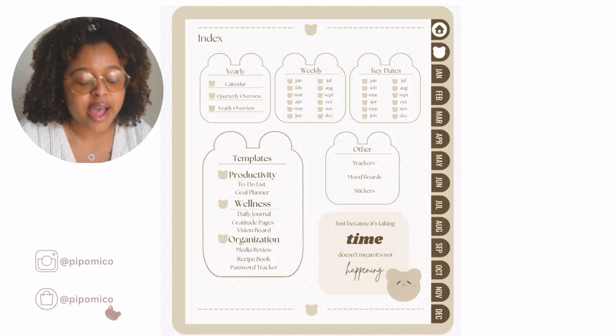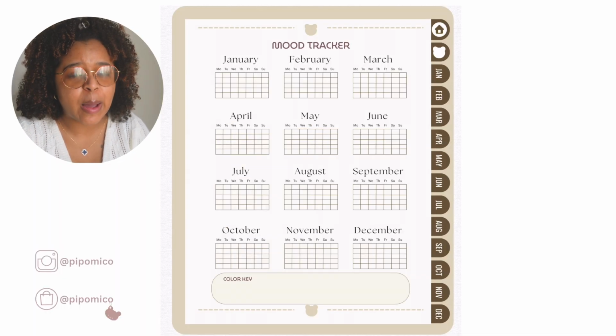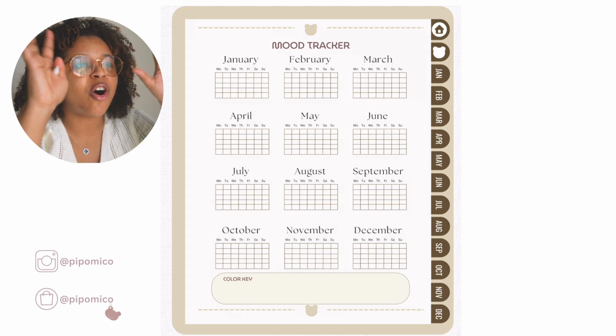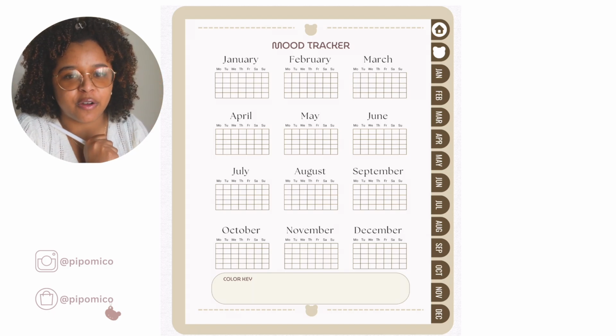Plus for me, I feel like I'm a visual learner. So if I am able to physically see the progress that I'm making with the habits that I want to change in my life, then I feel like I'm more likely to continue it. I also have a mood board. I've seen a couple other people do this and I really like all the different colors on the page that they felt for the mood for that day.